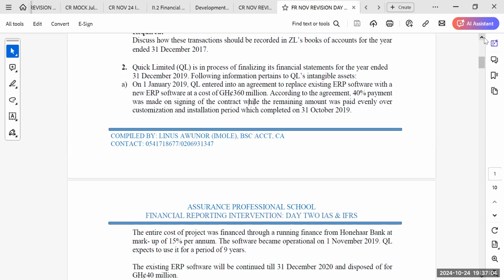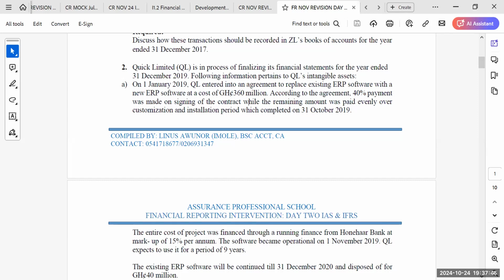Yeah, take that one. Quick Limited, KOL, is in the process of finalizing its financial statements for the year ended 31st December 2019. The following information pertains to KOL's intangible assets. A. On 1st January 2019, KOL entered into an agreement to replace its existing ERP software with a new ERP software at a cost of 360 million. According to the agreement, 40% payment was made on signing of the contract, while the remaining amount was paid evenly over the customization and installation period, which was completed on 1st October 2019.